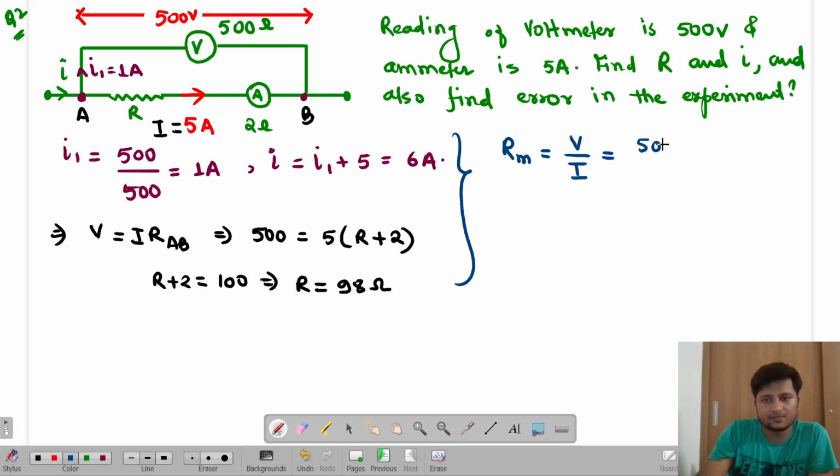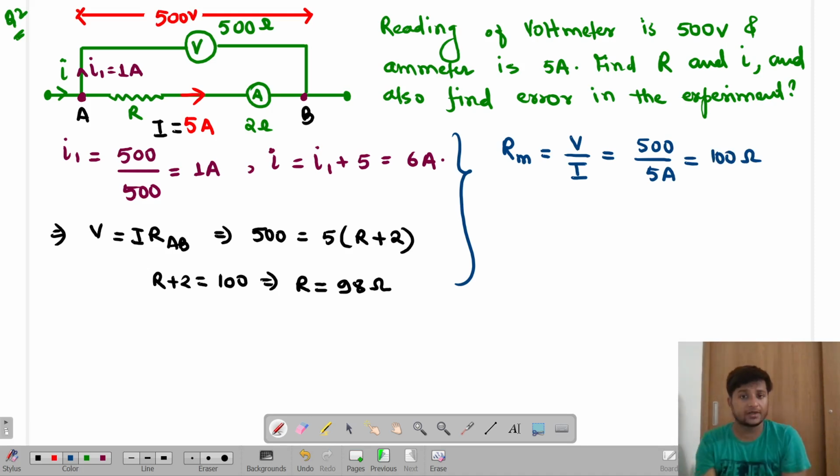So when I apply V by I, the voltage drop is how much? 500, divided by the current along this, which is how much? 5 amperes. So this is how much? 100 ohms. So in reality, you will not get 98 ohms. You will get 100, which is the sum of these two resistances. Are you able to get me or not?